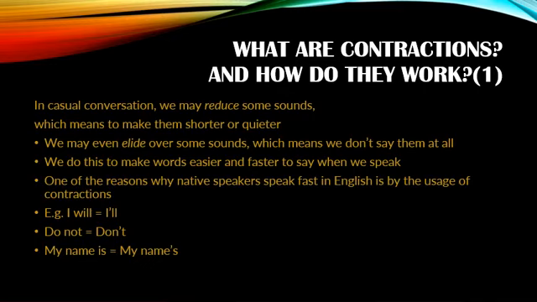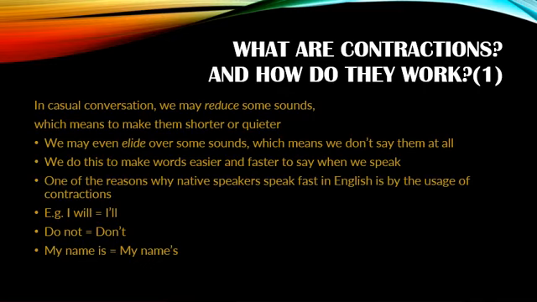The good news is that when you become more aware of contractions, not only will you recognize and understand them more, but you'll be able to use them in your speech and sound like a native speaker. The result of sound reduction or elision in contractions occurs like this. I will is spoken as I'll. Do not is given as don't, and my name is given as my names.